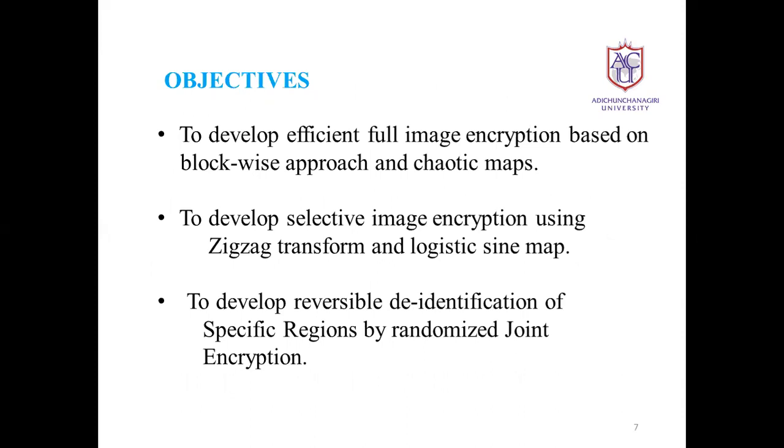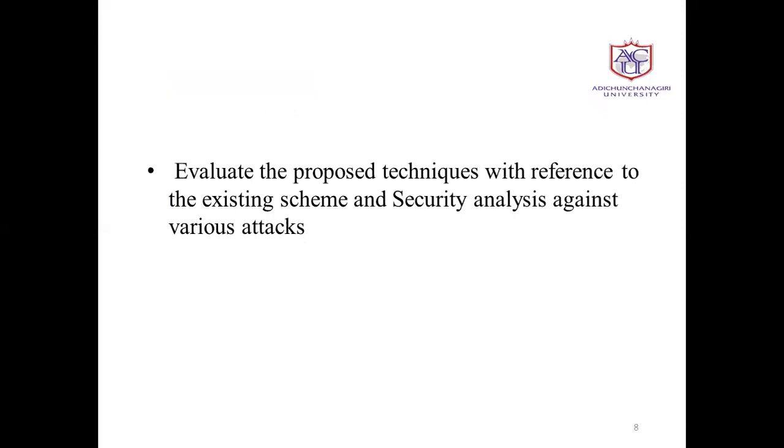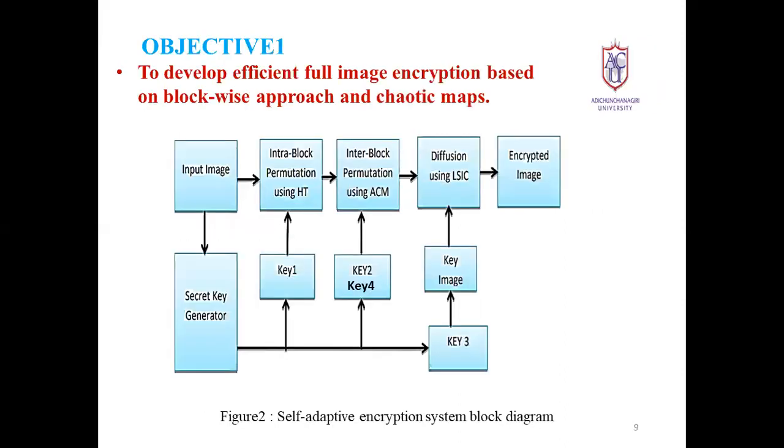These are the objectives of my research work. Our objective is to develop efficient full image encryption based on a blockwise approach and chaotic maps. Then, to develop selective image encryption using zigzag transform and logistic sine map. The third objective is to develop reversible de-identification of specific regions by randomized joint encryption. Then, to evaluate the proposed techniques with reference to existing schemes and perform security analysis against various attacks.